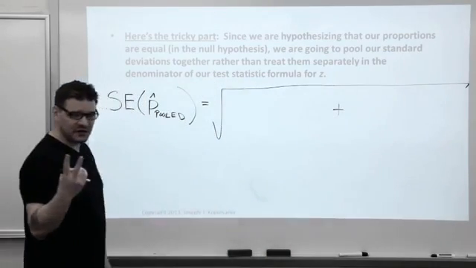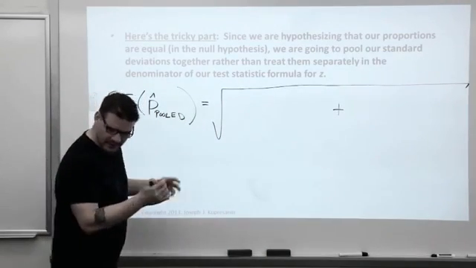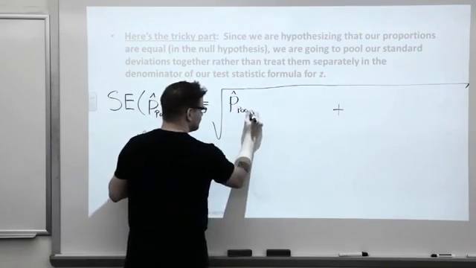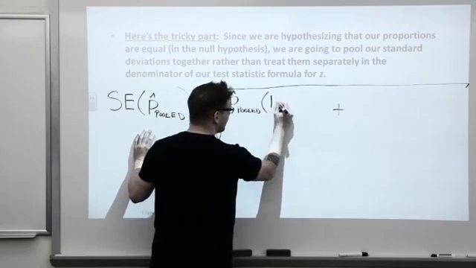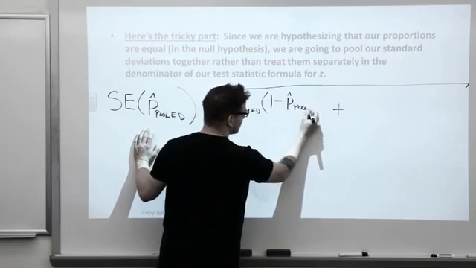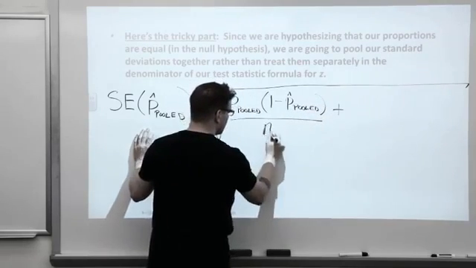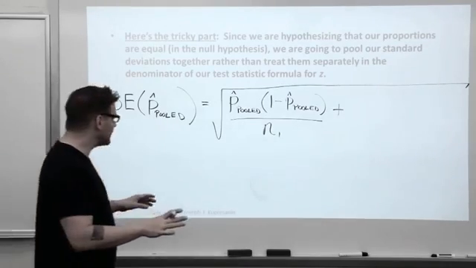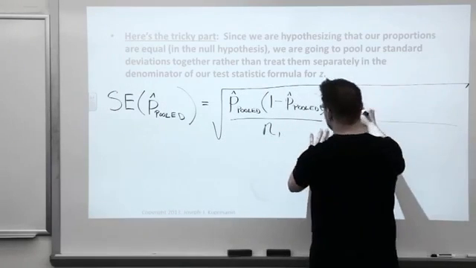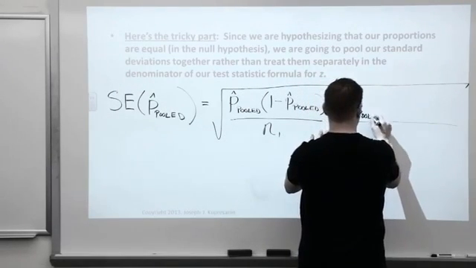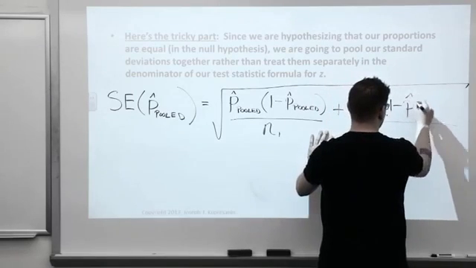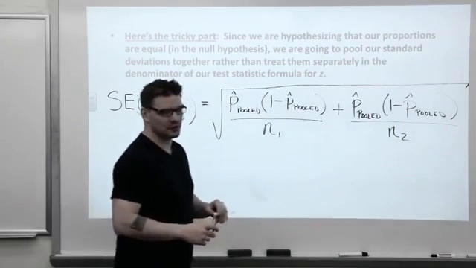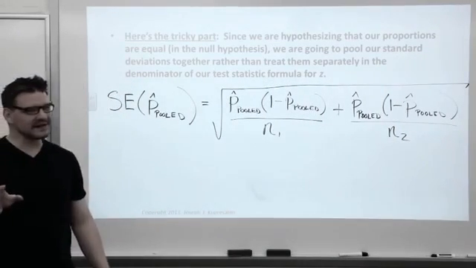Plus there right in the middle. So it's two things. I have to pool it together, right? And here's what it turns out to be. I do p hat pooled times 1 minus p hat pooled all over n1, plus same thing, p hat pooled times 1 minus p hat pooled, all over n2. That's that denominator in the test statistic.